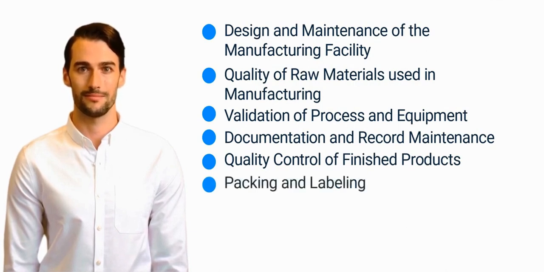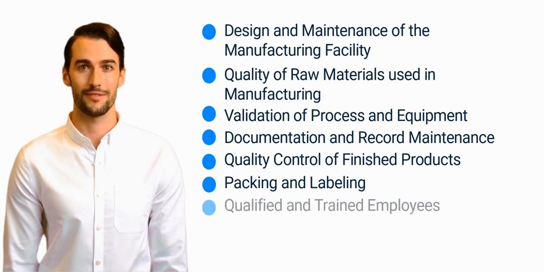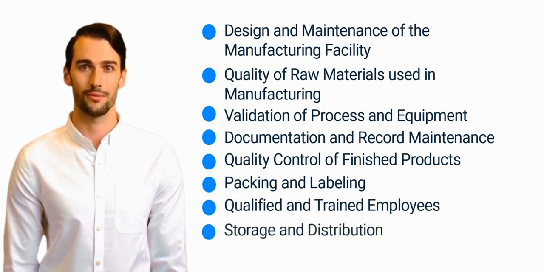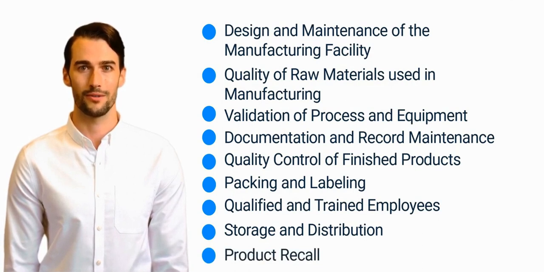Sixth principle is packing and labeling. Packing and labeling of the products must be accurate and must have all necessary information printed on it. Seventh is qualified and trained employees. The employees working in the manufacturing and analysis of the raw material and final products must be qualified and trained for the work they do. The eighth principle is storage and distribution. Pharmaceutical products produced in a GMP facility must be stored and distributed in a way that ensures product safety and quality. Ninth and last principle is product recall. If any issues are found in product quality, then manufacturers must have procedures for product recall and investigation.